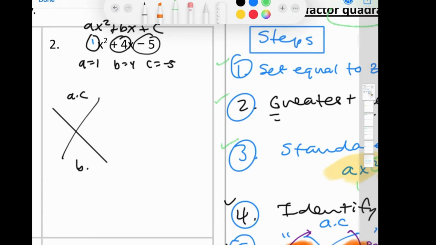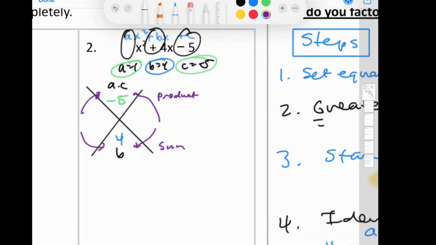So A times C is negative 5. My B value is just 4. Alright, so now I need to think of two numbers. Those same two numbers, when I multiply them, they are negative 5, but when they add together, their sum is 4. So let's say I pick 5 and 1. 5 times 1 is positive 5, so one of these has to be negative. So I'm thinking that this is negative 1. 5 times negative 1 is negative 5, but 5 plus negative 1, or 5 minus 1, is 4.